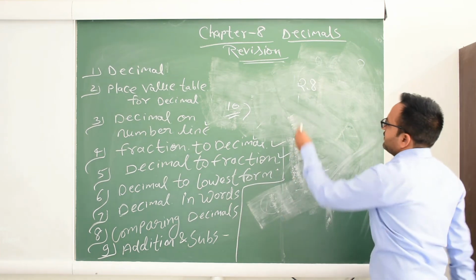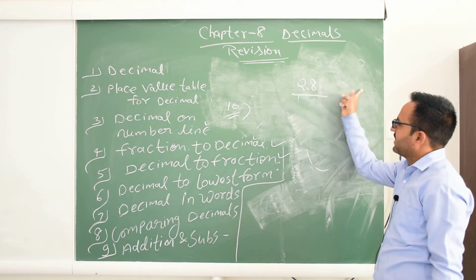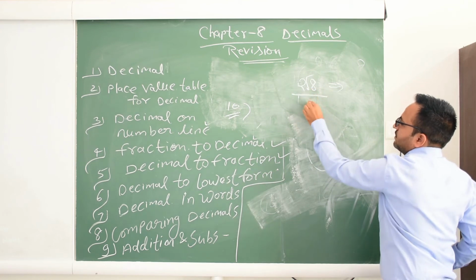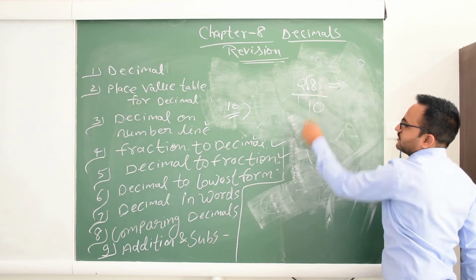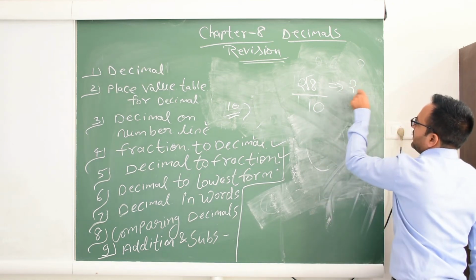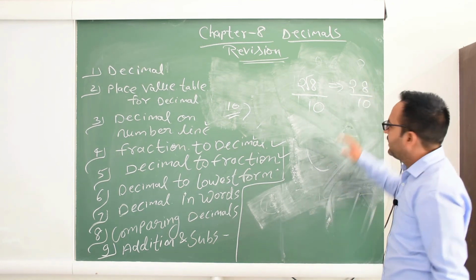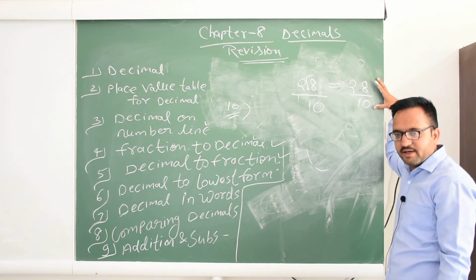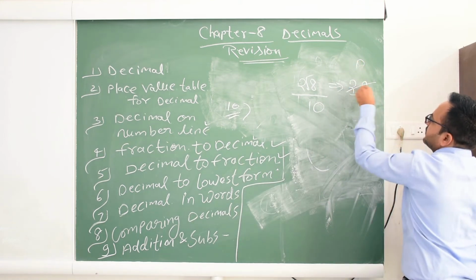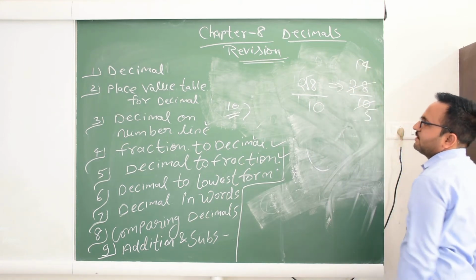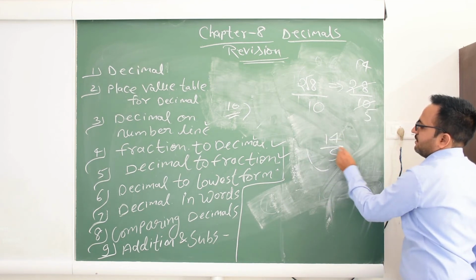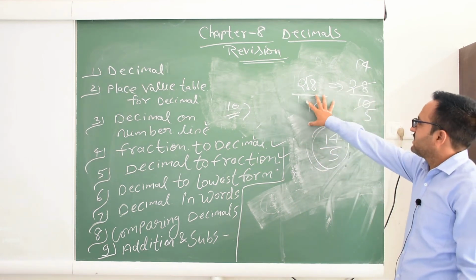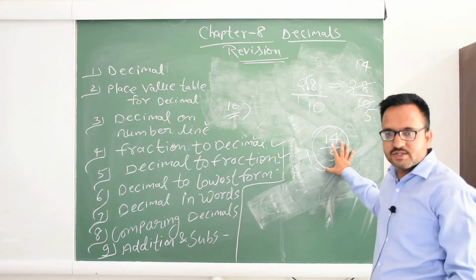2.8. Same as before, we convert it into fraction form. We remove the point, we use 1, and how many digits? 1, so we use a single 0. So 28 upon 10. Both numbers are even, so we divide by 2. 2 1s are 2, 2 4s are 8, and 2 5s are 10. So 14 by 5 is your answer. This is your simplest form: decimal to fraction and fraction to simplest form.